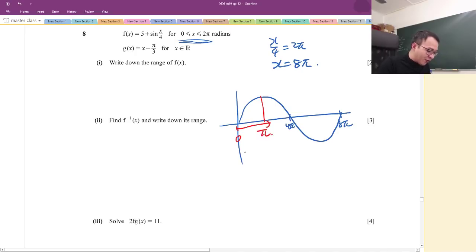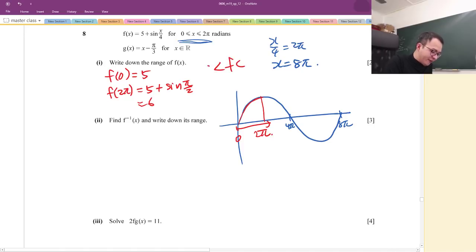So therefore, you can straight away do the substitution into here to get the range, because you can see 0 to 2 pi over here is basically a one-to-one function. With a one-to-one function, you can do the substitution, or else sometimes you need to find the maximum or minimum. So in this case, you can just do the substitution. You do f(0), then you get 5, and then f(2 pi), you get 5 plus sine of pi over 2, which is 1, so equal to 6. So your range should be between 5 and 6. Simple.